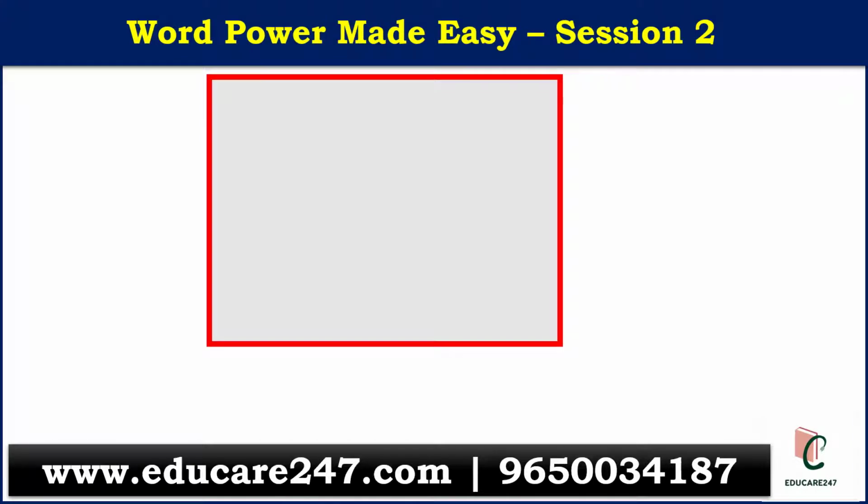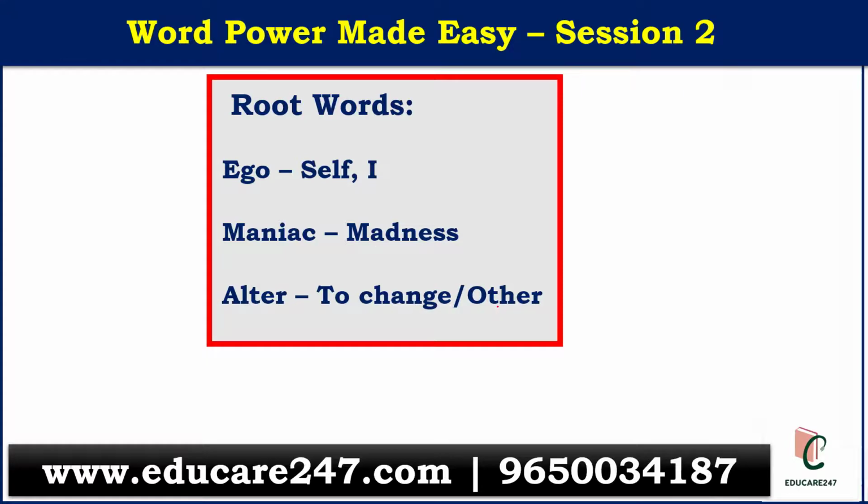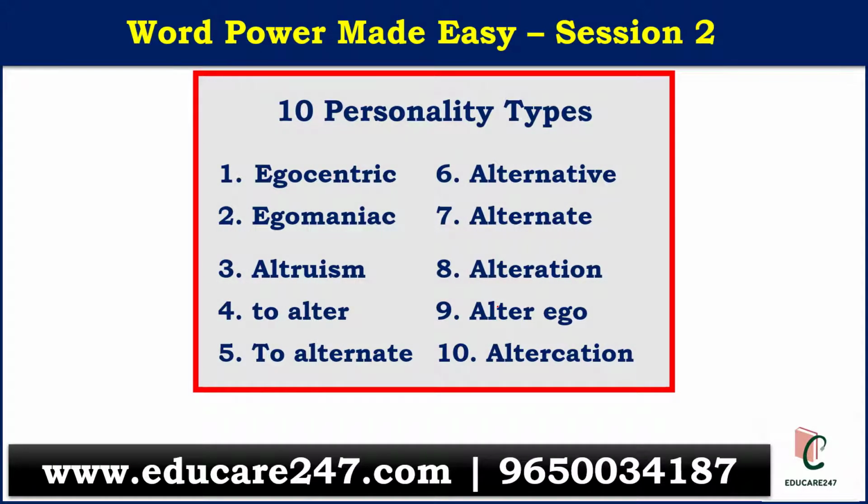So before we begin with our session, let's look at the root words on which the words are going to be discussed. The first root word is ego. Ego means self or I. The next word we have is maniac, which means madness. The next word we have here is alter, which means to change or other. So these are the words which will be discussed in today's session, and they are based on the human personality types.